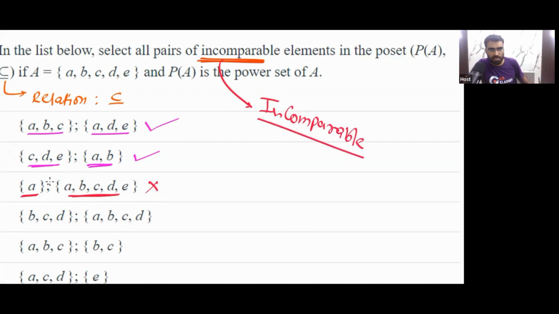So you can see here this element is related to the second element. BCD, ABCD: here also the first element is related to the second element. So they are comparable. ABC, BC: the second element is related to the first element. So they are comparable. And these last ones are not comparable. So for this question, the answer will be the first option, the second option, and the last option.